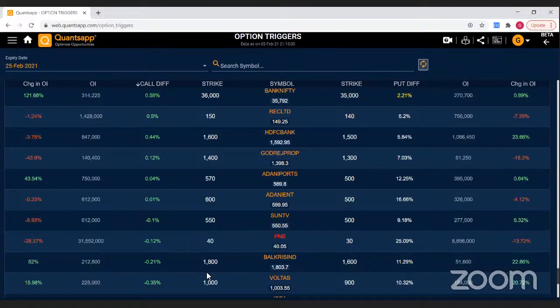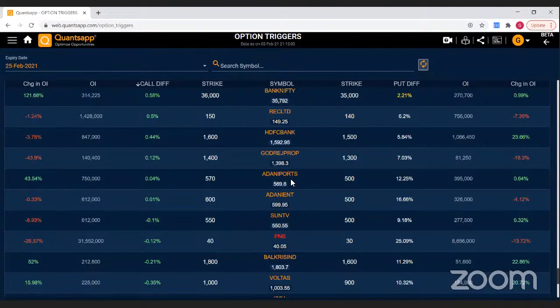Now, one point I want to bring up, which I saw here, is PNB. If you notice, PNB is written in red. If you see any stock written in red, that means that particular stock is in the ban period. So you can also identify those stocks from here.